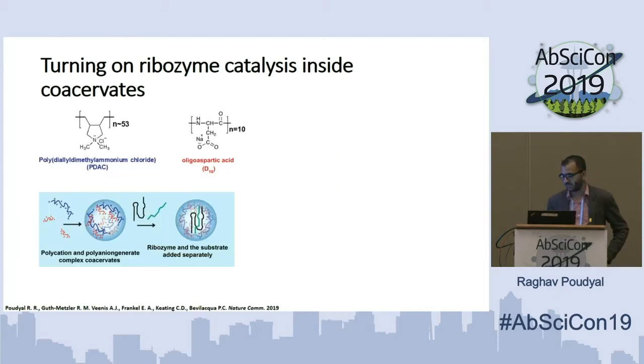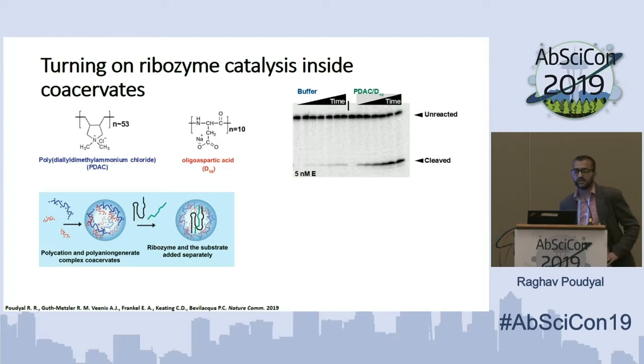Let's see what happens. Again, we tested these ribozyme reactions with PDAC and oligoaspartic acid coacervates. The way we do these experiments is we first add the polycation and the polyanion to form the coacervates, and then we add the ribozyme and the substrate separately and monitor the reaction. To our surprise, in the case of buffer, where we don't have any coacervates, you don't see a lot of reaction, which is the cleavage of the substrate, because there's only 5 nanomolar enzyme and the KD, at 1 millimolar, we estimated to be about 250 nanomolar. So there's not a lot of association between the ribozyme and the substrate. Whereas when we have the PDAC and the D10 coacervates, you see robust enhancement of the ribozyme chemistry.